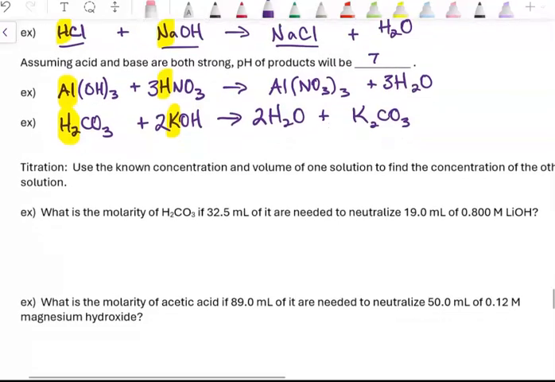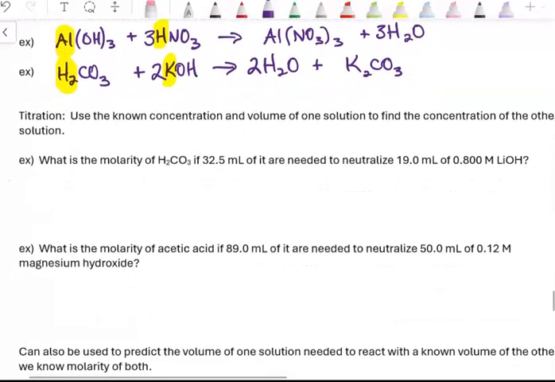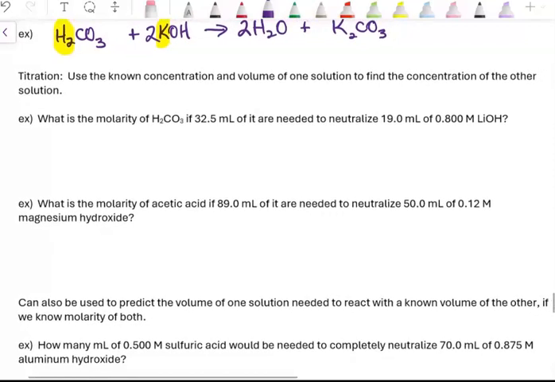Okay, the other thing we need to talk about is titration. It's a fancy sounding word, but basically it just means you have 2 solutions. One of them you know the concentration of, and the other one you don't. And so we're using one reactant to find the concentration of the other. So we'll just get right into an example. The molarity of H2CO3 is unknown. So if we have 32.5 milliliters of it needed to neutralize 19.0 milliliters of 0.800 molar LiOH, what's our unknown molarity? So the first thing we need is a balanced neutralization reaction.